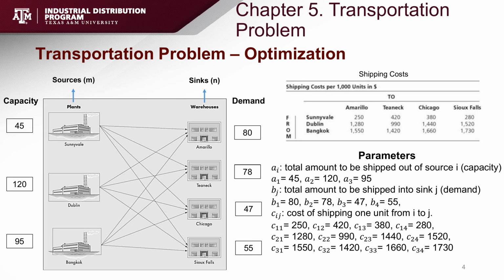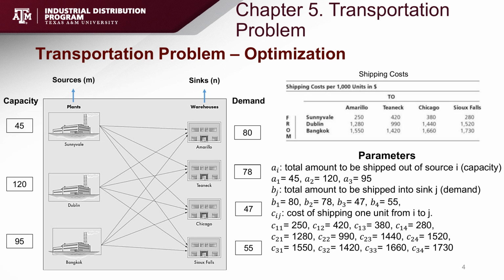All right, parameters first. On the left, you see the 3 plants, indexed by i, each with a capacity. Those are a sub i. A sub 1, which is the Sunnyvale location, has capacity of 45. A sub 2 is 120. A sub 3 is 95.